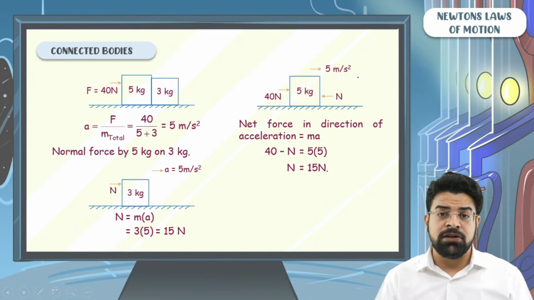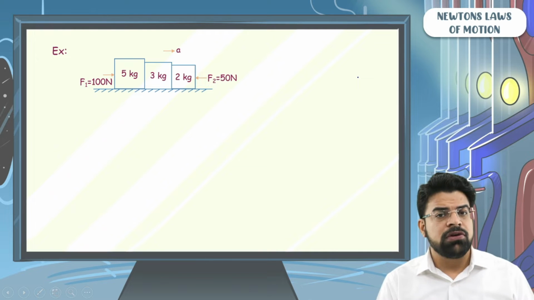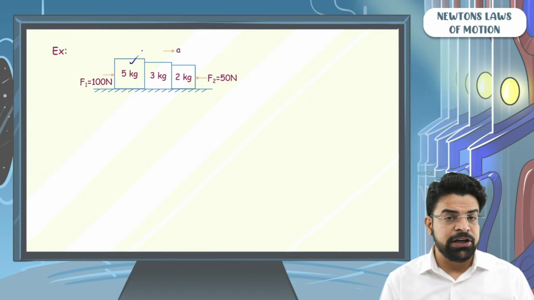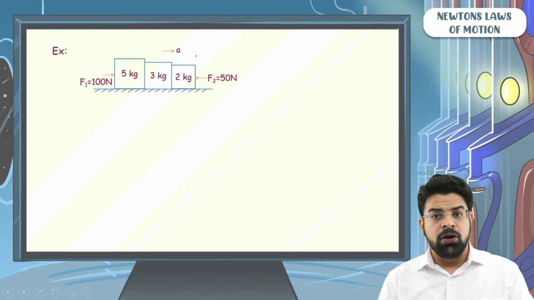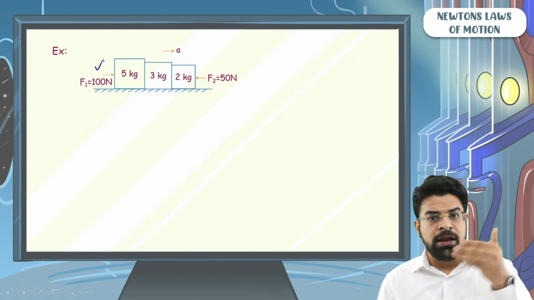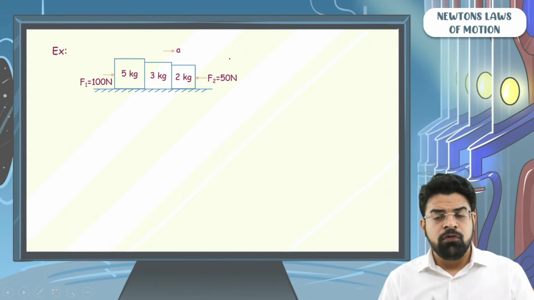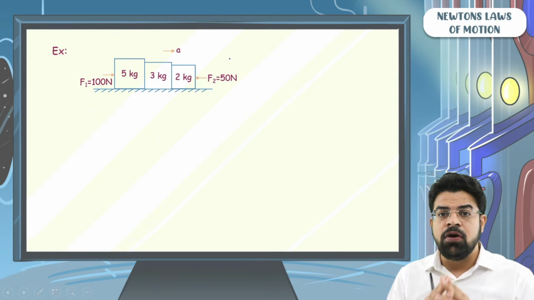What if there are 3 blocks? Let's see this example. Now we have got 3 blocks: one block of mass 5 kg, second block of mass 3 kg, third block of mass 2 kg. And on this whole system of 3 blocks, a force of 100 Newton acts from the left and a force of 50 Newton acts from the right. Question is, what will be the common acceleration of these 3 blocks?